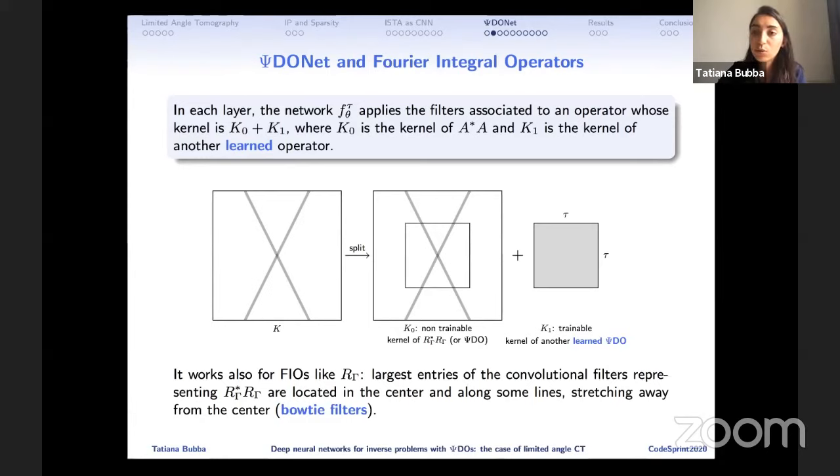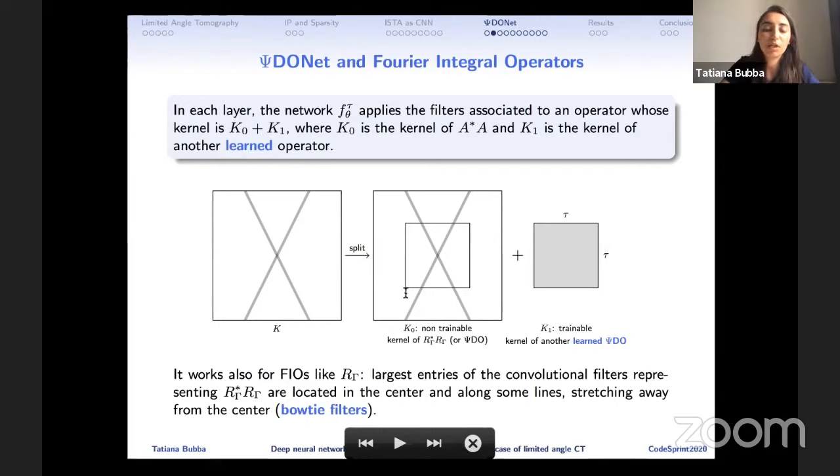And this approach works also for Fourier integral operators like the limited angle transform, because if you recall, in that case, most of the information is concentrated in the center and possibly along these lines, that is, the slope of the visible wedge. And this size here means that what we are going to do is optimize over the most important weights in our model, okay, where most of the information is concentrated.